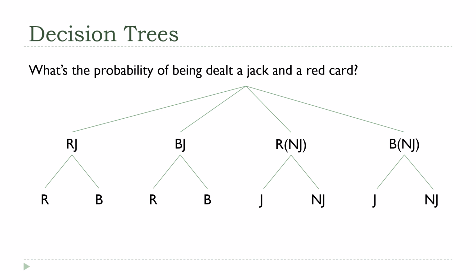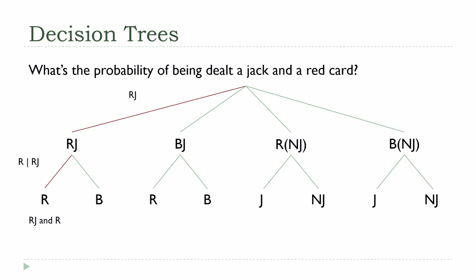Okay, so let's focus on just one of these branches. Let's look at this left-hand branch. Red jack, then down to a red card. So how would I describe these events? Well, the first one here is just being dealt a red jack. That's easy enough. This second branch is being dealt a red card given that the first card was a red jack. And this probability down here, at the end of the branch, this would be being dealt a red jack and then a red card.